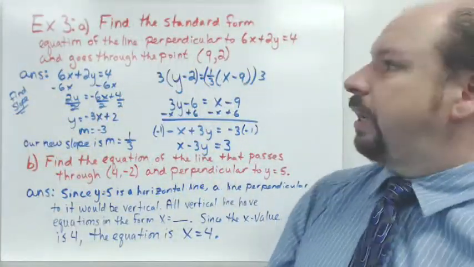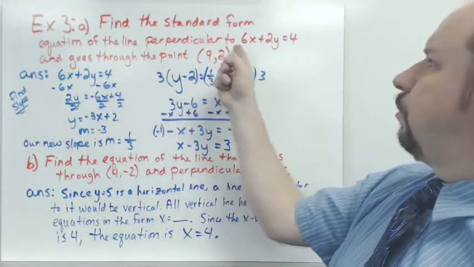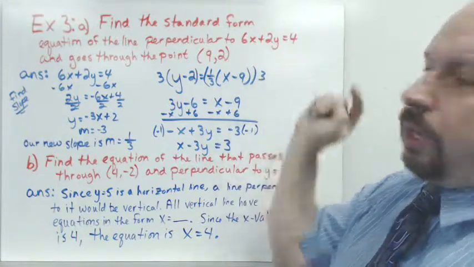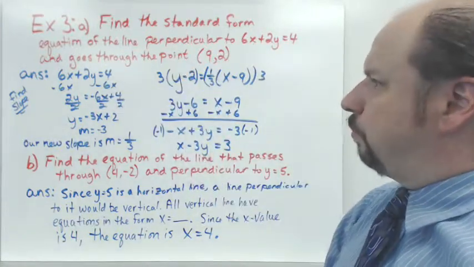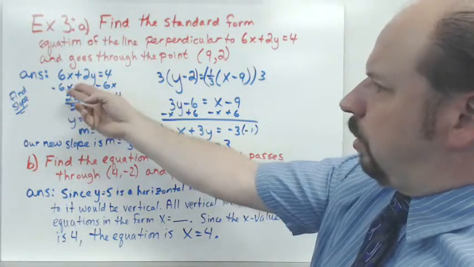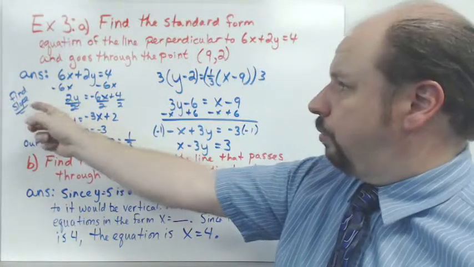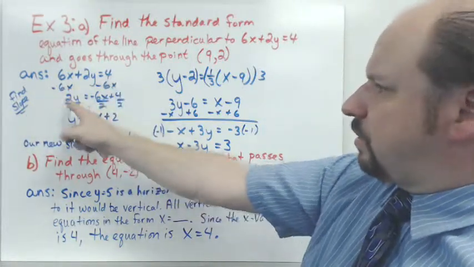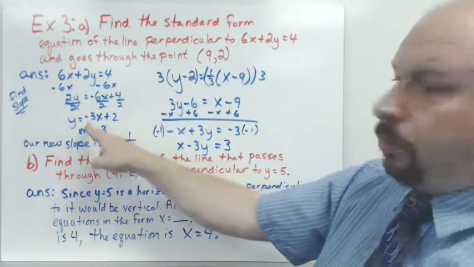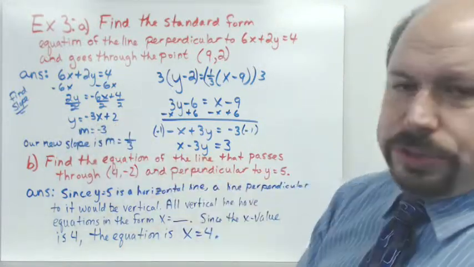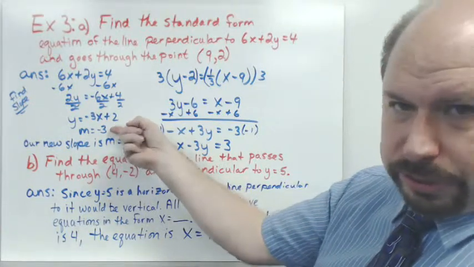Okay, for example 3, find the standard form equation of the line perpendicular to 6x + 2y = 4 and goes through the point (9, 2). So once again, we still need to find the slope. So subtract 6x and divide through by 2, and we get the equation y = -3x + 2. So our slope is -3 for our original equation.